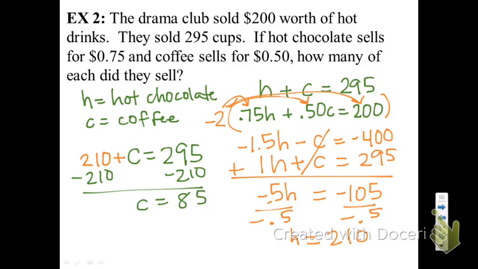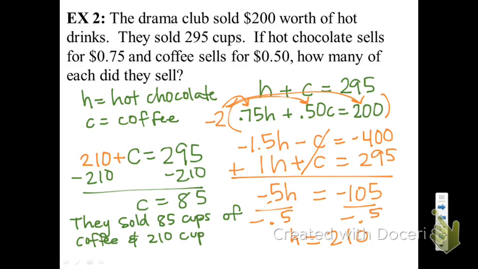So again, one of the things you have to do is interpret the solution. So this says that the drama club, I'm going to say they sold 85 cups of coffee and 210 cups of hot chocolate.